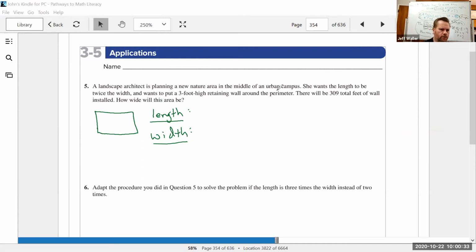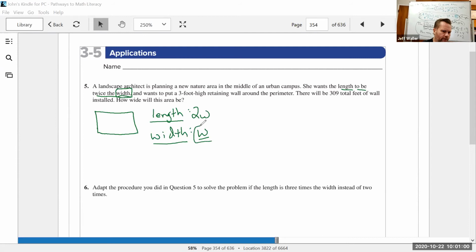Which one of those did you just give a single letter to? The width. Yeah, because the length is to be twice the width. So I've got to know what that is first. So let me call it W, because I have no idea what it is. And then the length is going to be what? 2W. Just twice whatever this guy is.